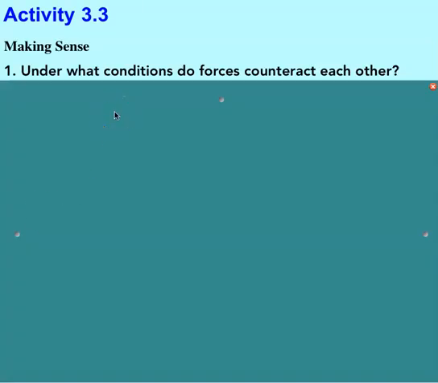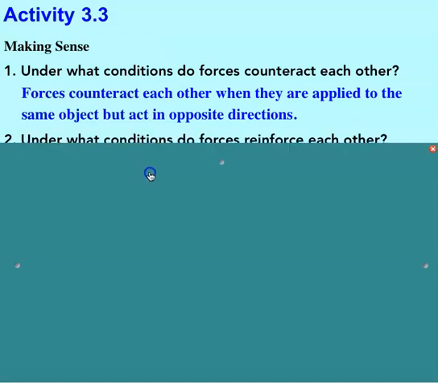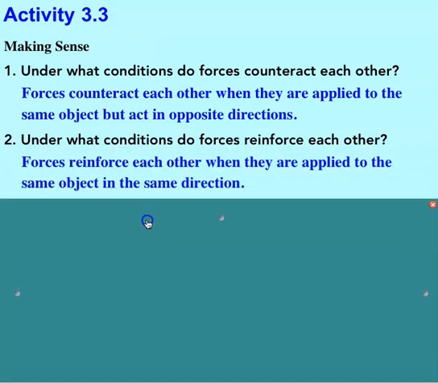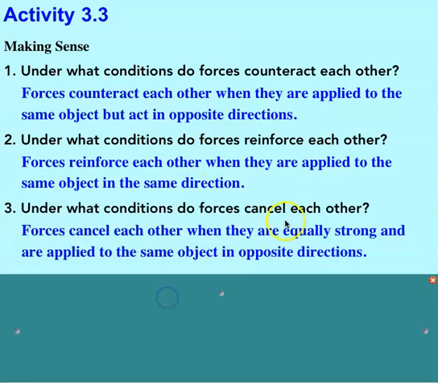So, making sense questions. Under what conditions do forces counteract each other? Well, forces counteract each other when they are applied to the same object but act in opposite directions. When do they reinforce each other? When they act in the same direction. Now, if they counteract, it doesn't necessarily mean they're balanced. It just means that they're being applied in opposite directions. In order to have balanced forces, or forces that cancel each other out, they have to be equally strong, and they have to act in opposite directions.